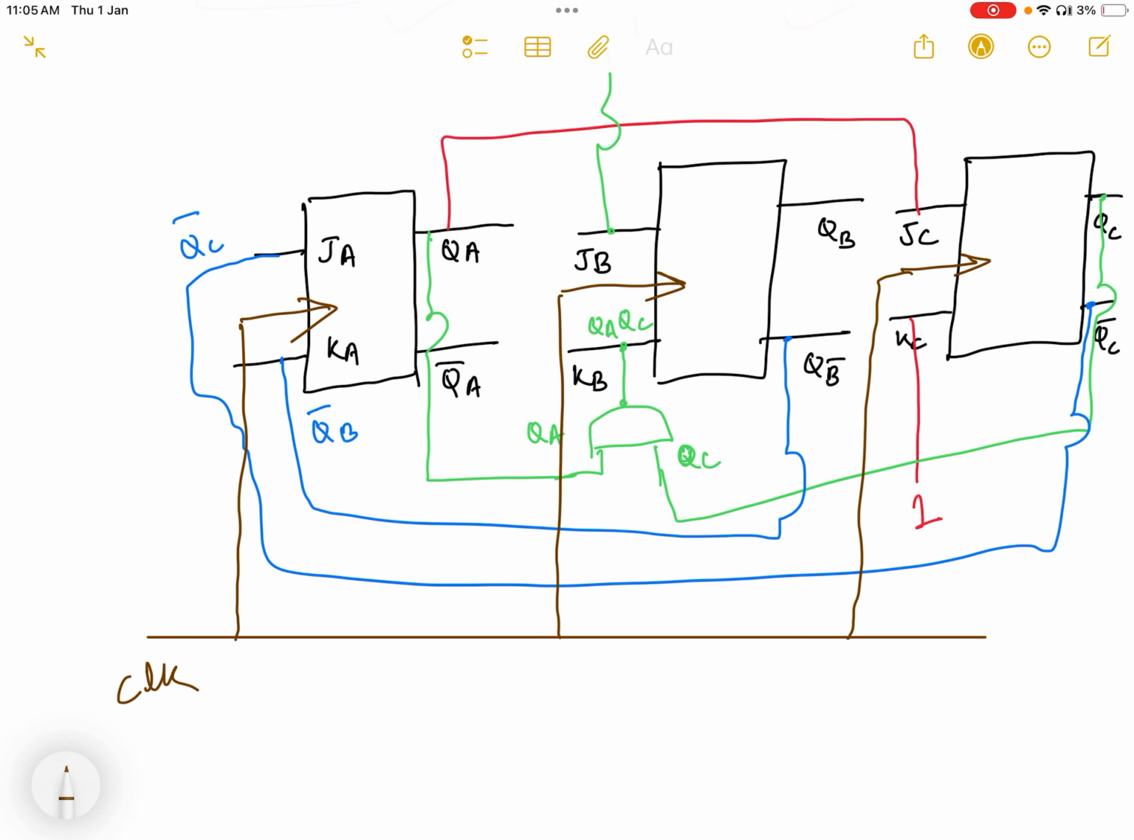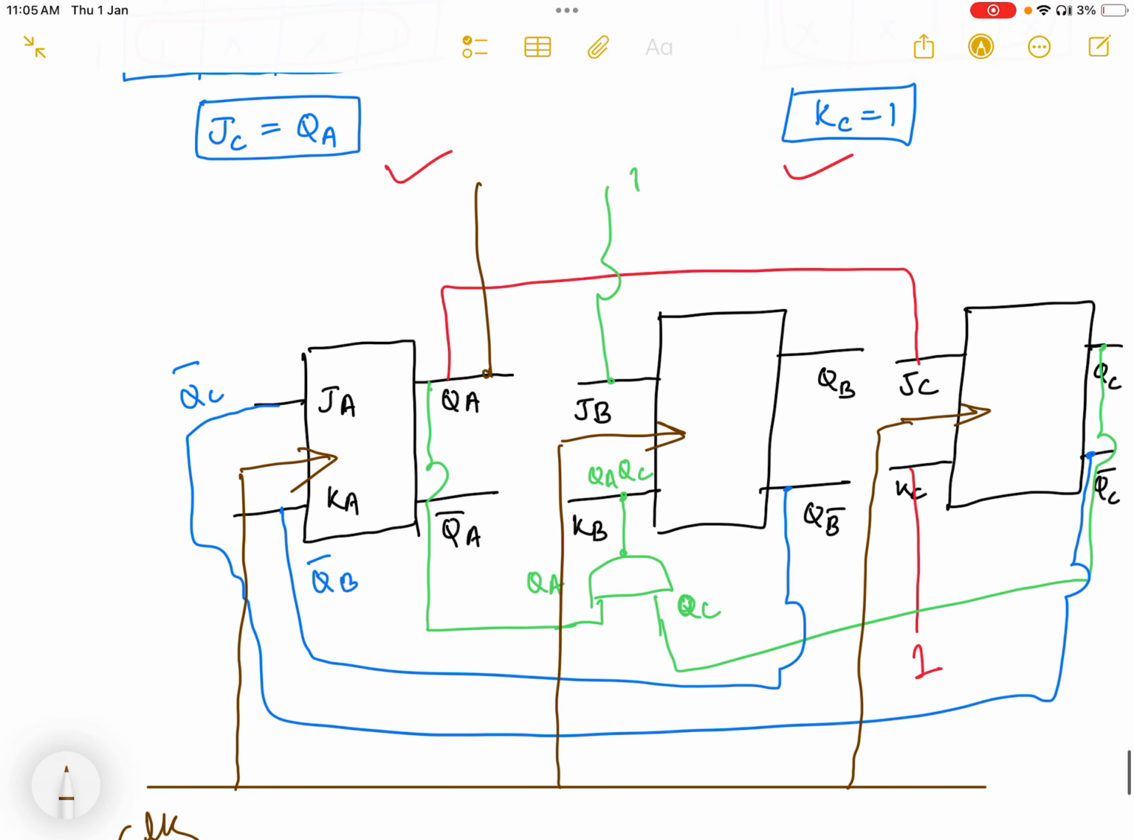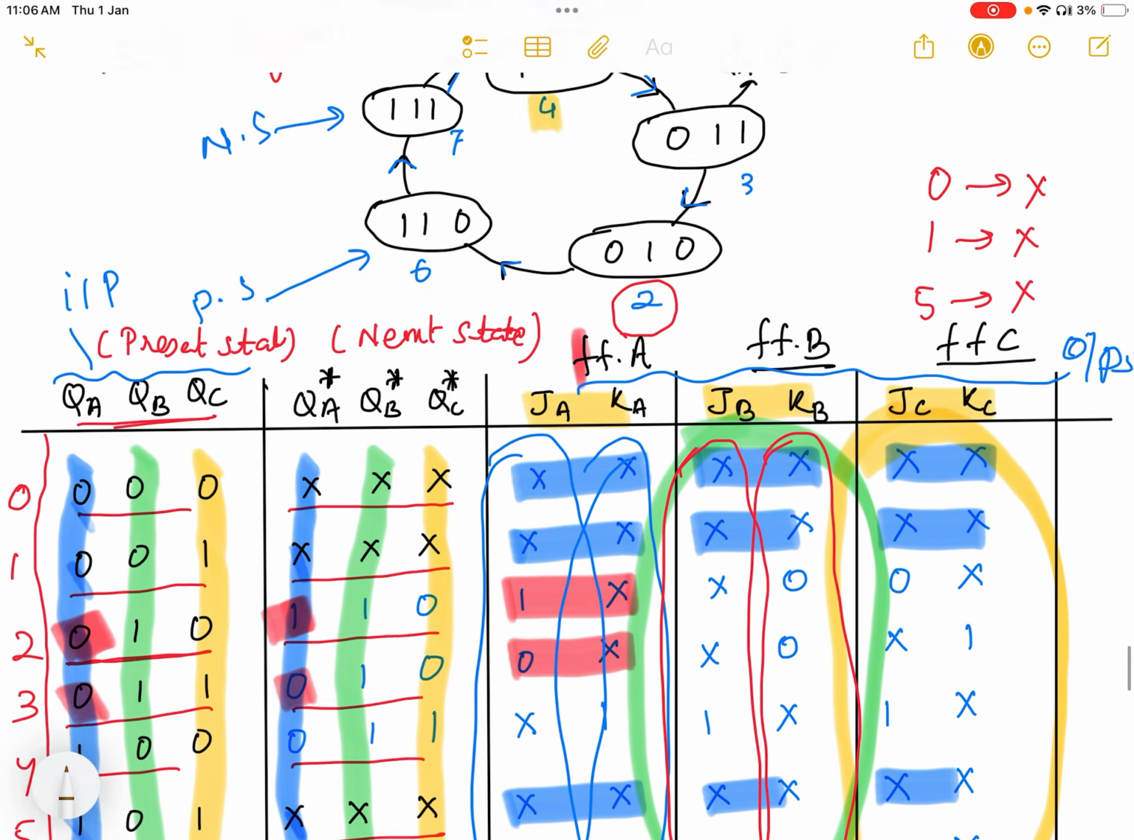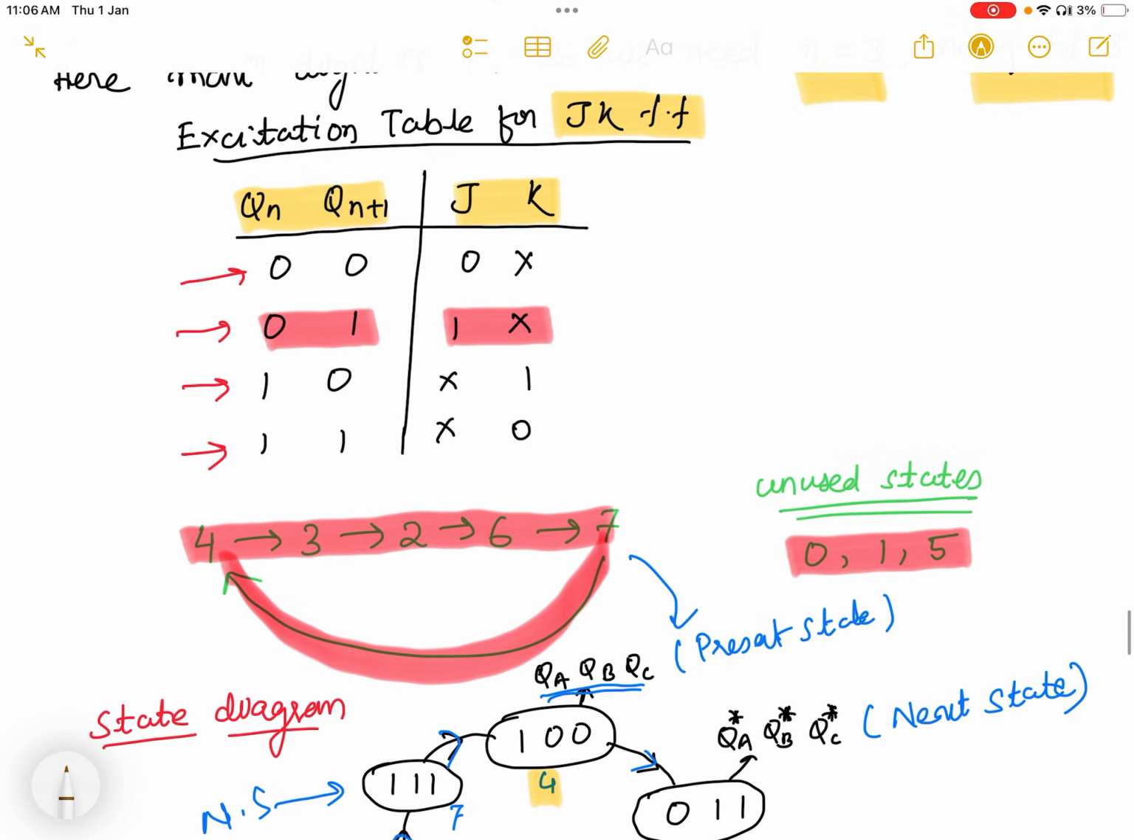All are JK flip-flops. If I take the output across QA, QB and QC, the whole circuit together will give the output sequence 4, 3, 2, 6, 7, then again back to 4.